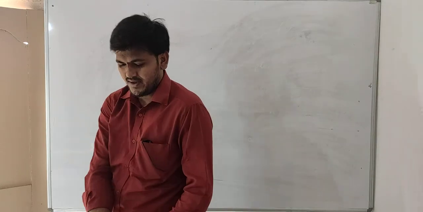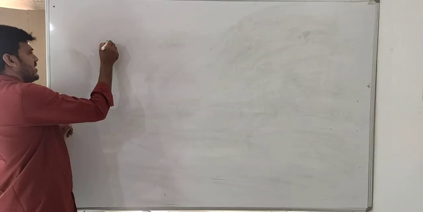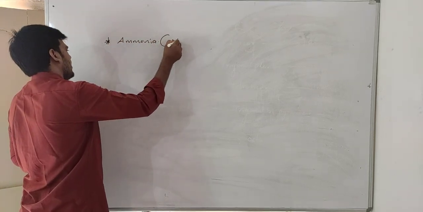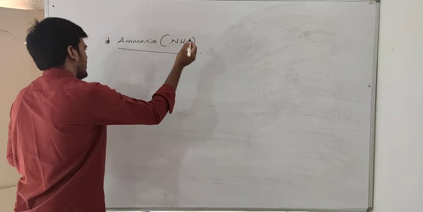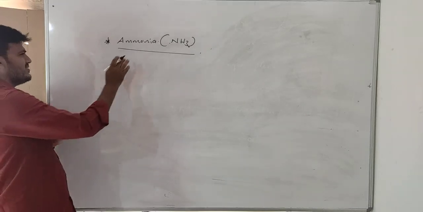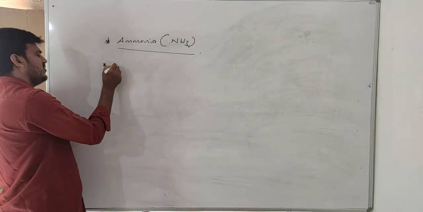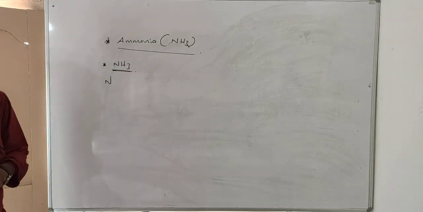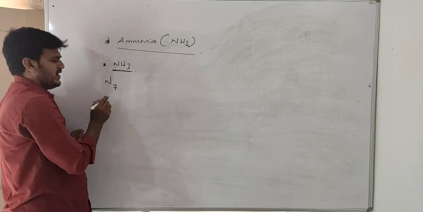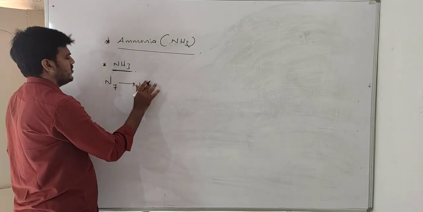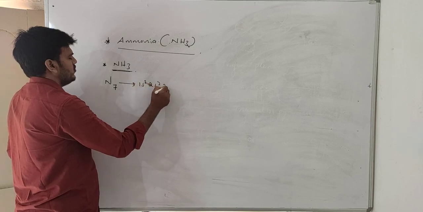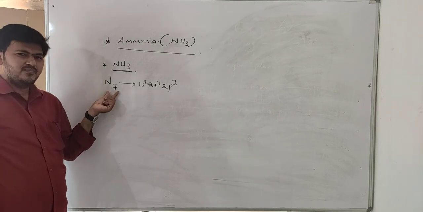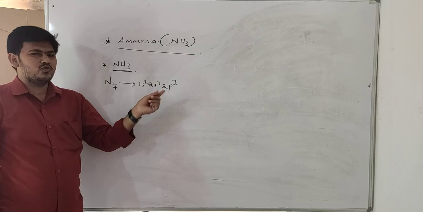Next, ammonia. The formula of ammonia is NH3. In ammonia, the central atom is nitrogen. Nitrogen has atomic number 7 and electron configuration 1s2, 2s2, 2p3.